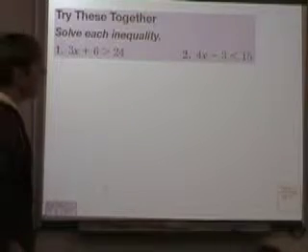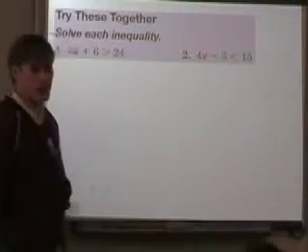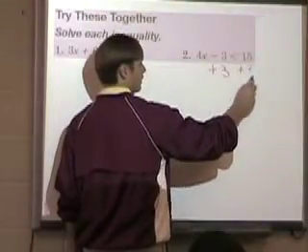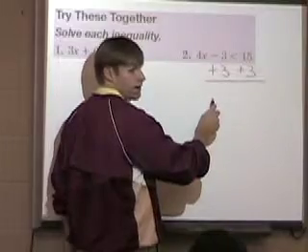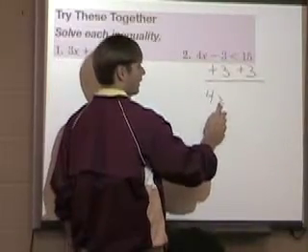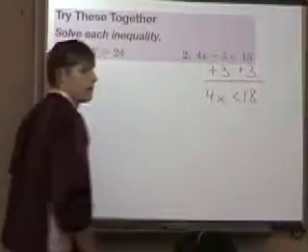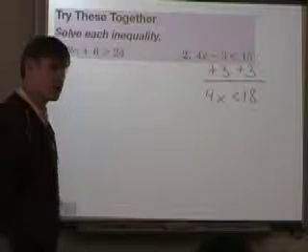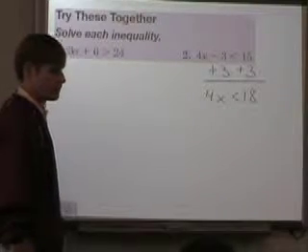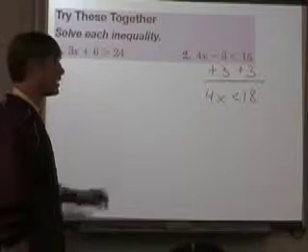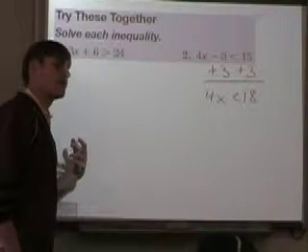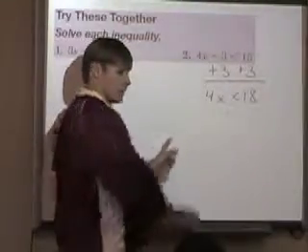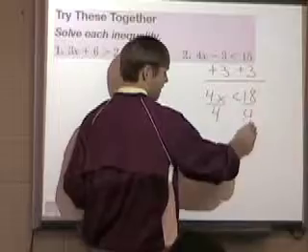Now on the next one we've got 4x minus 3 is less than 15. We're going to add 3 on both sides, which is going to give me, I did the opposite, right? I added 3, which gives me 4x is less than 18. Now what do I do? Divide 4 on both sides, not x, just 4. Why are you dividing 4? Because it's being multiplied. And the opposite of multiplication is division.